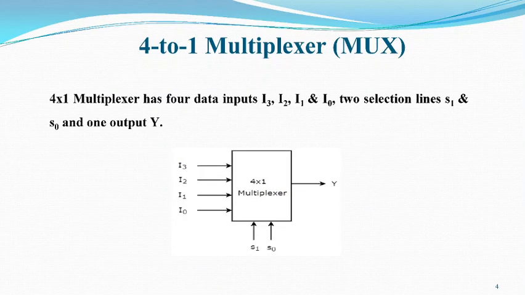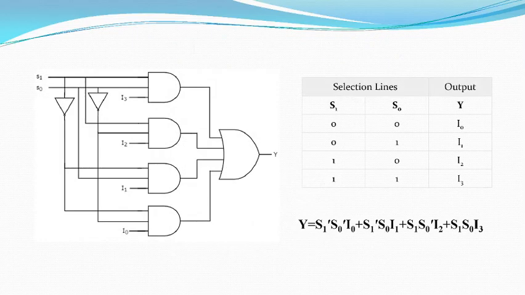So next I am going to discuss the 4 to 1 multiplexer. As the name itself suggests, it will have 4 inputs and 1 output. In this, we have 4 inputs, that is I0, I1, I2 and I3, and 1 output Y, and to control which input should be selected out of these 4, we need 2 selection lines, and they will be S1 and S0. Now there will be 4 cases.